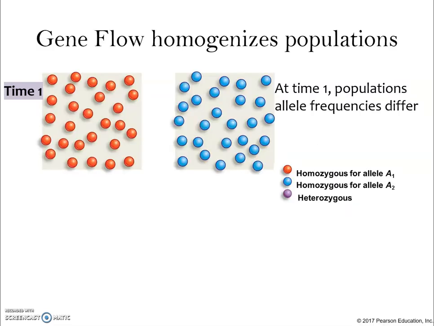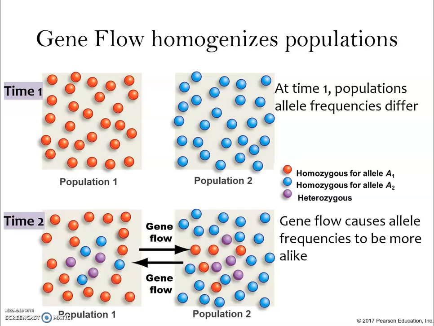Here's your cartoon. Time one, we've got our two populations. Just for the sake of illustration, we've got them each with just one allele. The population on the left only has the A1 allele. The population on the right only has the A2 allele. So of course, their allele frequencies differ. In the first one, q is 0, and in the second one, p is 0.